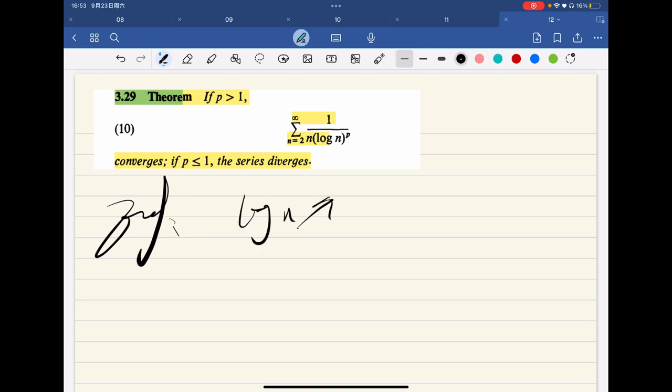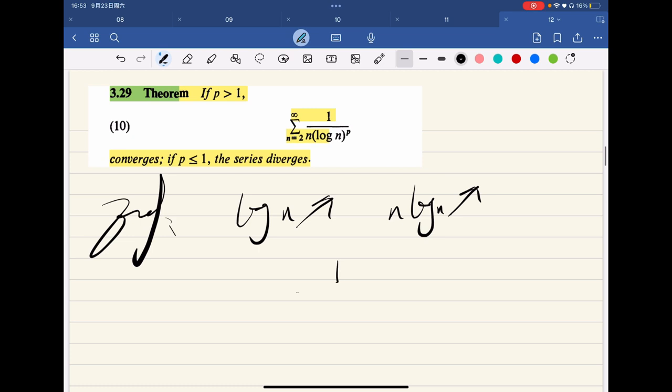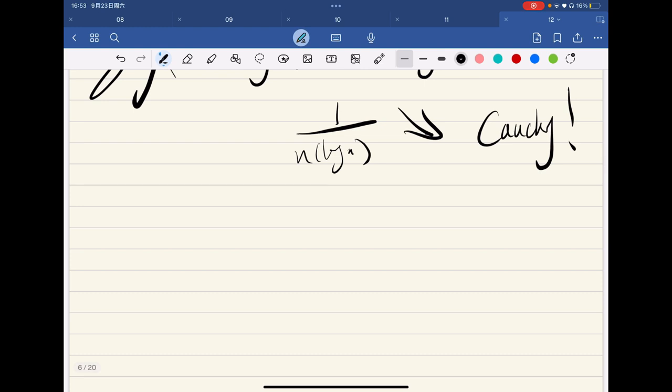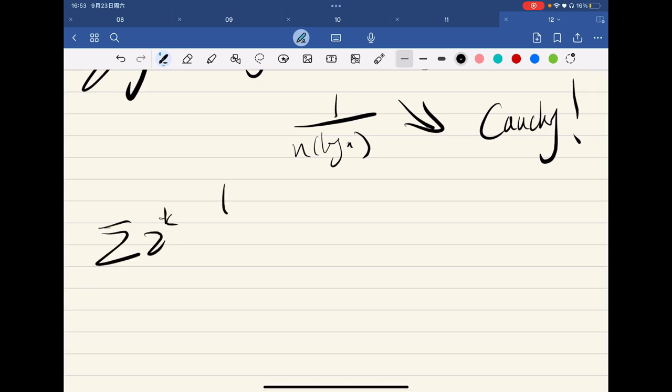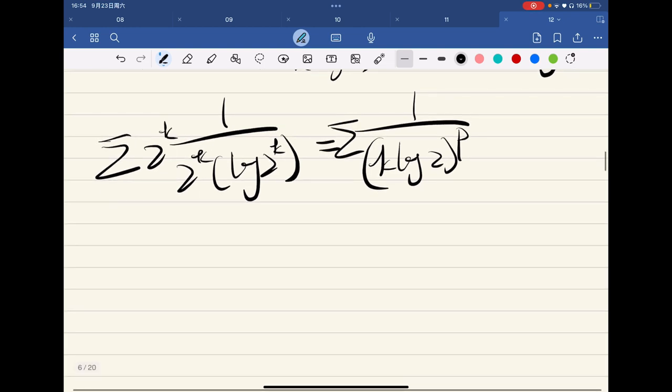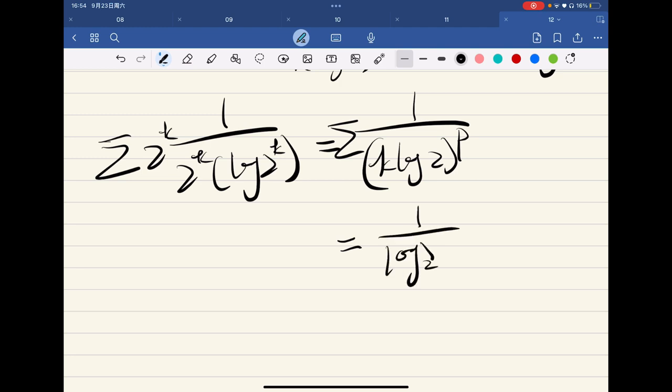So the sum over k of 2 to the k times 1 over 2 to the k log 2 to the k is equal to, use your knowledge from grade 12, 1 over log 2 to the power of p, times 1 over k to the p. And then we apply the previous theorem, right? So apply the theorem with n equal to n. And now we're going to do something about the root test and the ratio test.